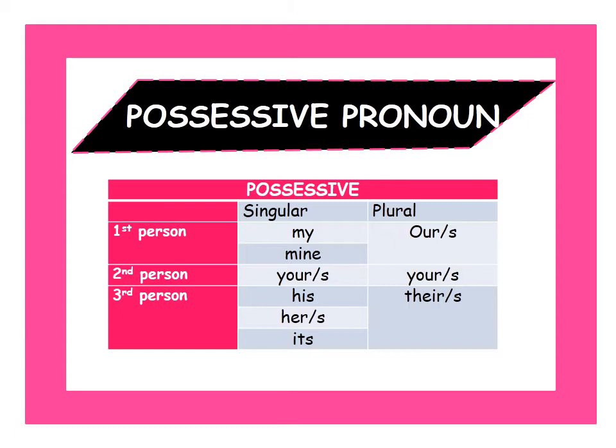For the second person singular, we have your or yours. For the plural, we have your and yours. For the third person singular, we have his, her or hers, and its. For the plural, we have their or theirs.